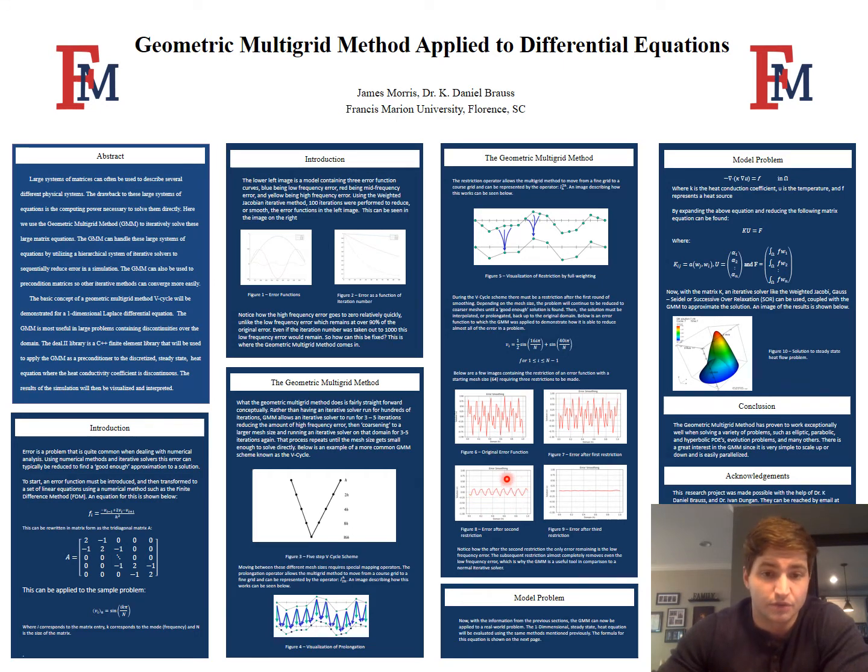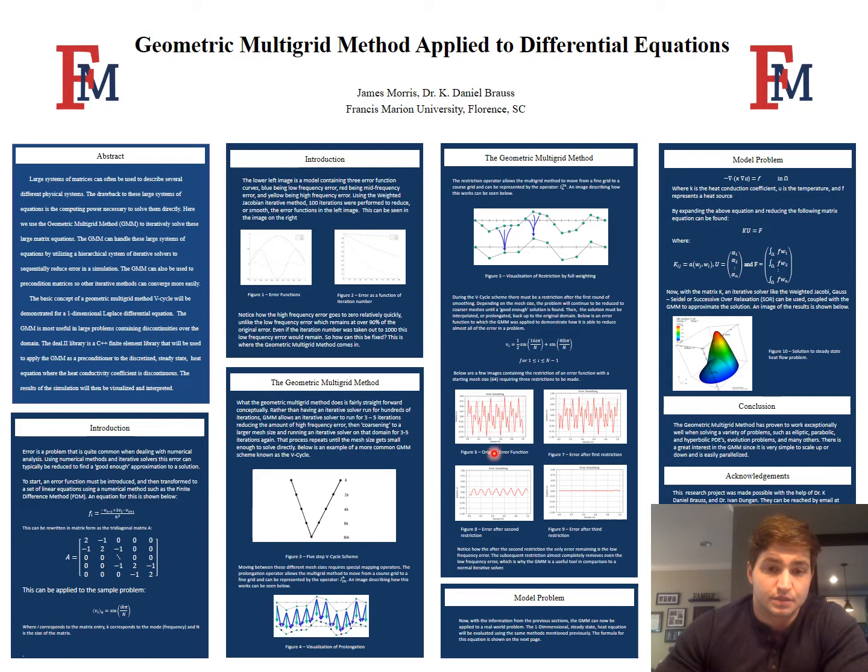All that's left over is this low frequency error, which is what we would expect to see from the previous section. Running one more restriction, we get almost zero error, which is ultimately what you would want and would provide a good enough solution. And then all you do from there is prolongate back up to the original domain, and you have your solution. Okay.